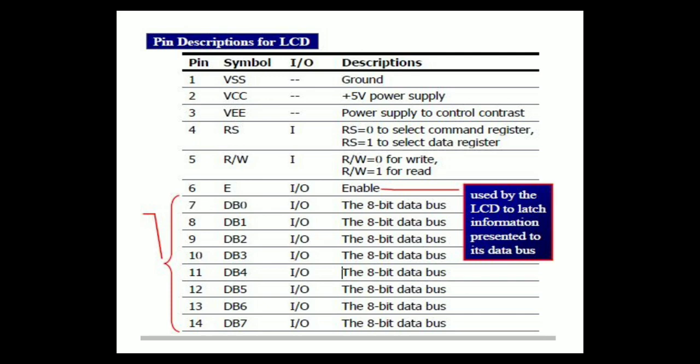So what happens here? Whenever RW is 0, you are performing a write operation. That is, whatever data is available in the controller, you are writing on the LCD. That's the meaning of this. RW is 0, and RW is 1 is called a read operation.